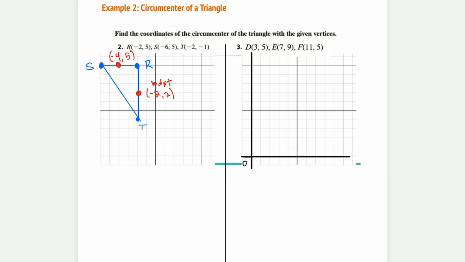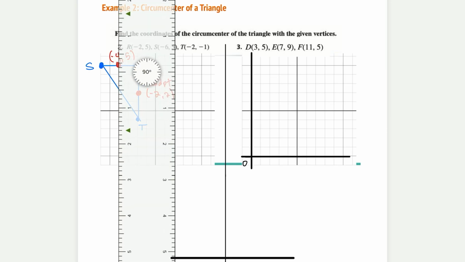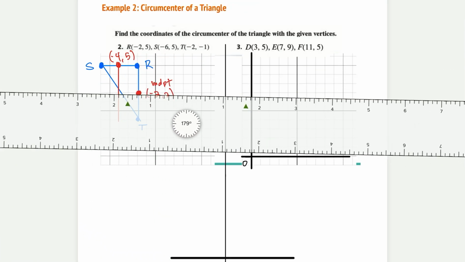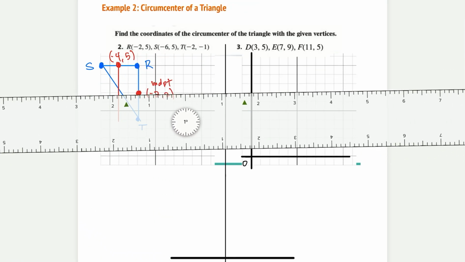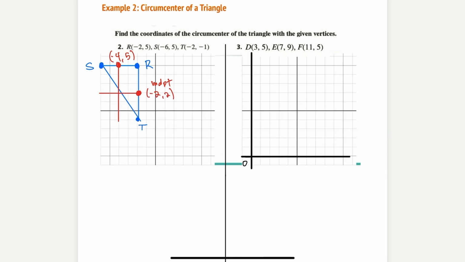And we can make a line here so that we can find the midpoint. And then the other one. Okay, so the midpoint of this line is on this part, and this one is -4 and 2. -4 and 2. Okay, so this will be the circumcenter of the triangle with the given vertices.